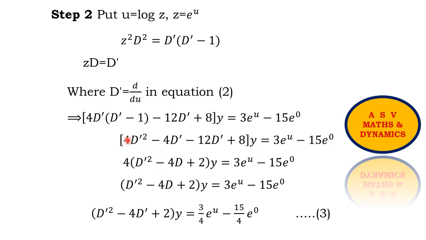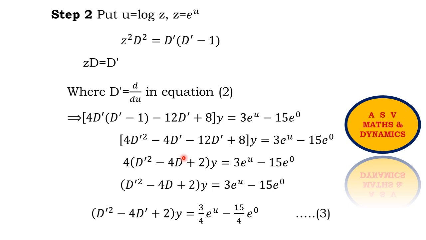Now the 4 d dash squared minus 4 d dash, both are the same variable, that means d dash d dash. So you can simplify: minus 16 d dash plus 8. Because in the equation the common multiplier is 4, you can take 4 outside, then d dash squared minus 4 d dash plus 2, then bracket y is equal to 3 e power u minus 15 e power 0.